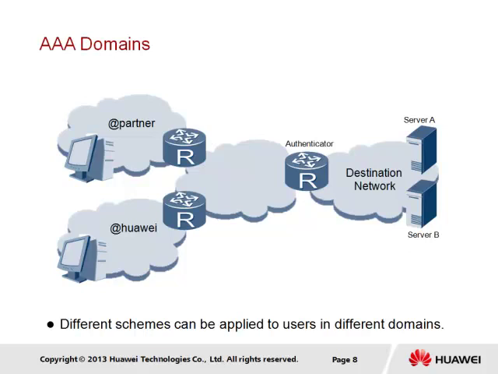As the authenticator, the network access server will be responsible for authenticating user access and authorizing users based on the domain to which the users belong. We will therefore find, for example, that users in the Huawei domain will have different authorization levels to those users that are considered part of the partner domain.